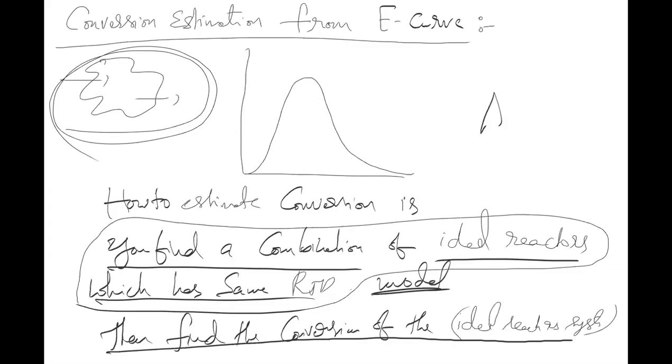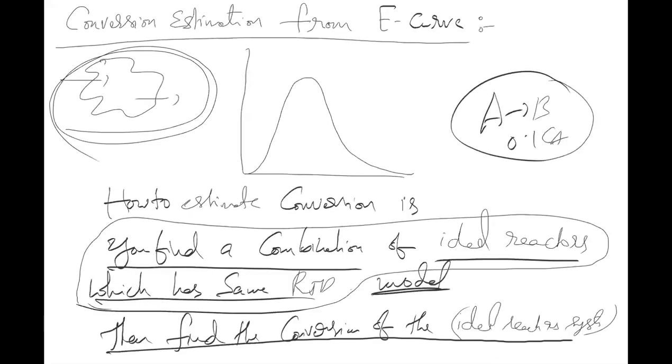Suppose I do a first order reaction, A gives B, rate 0.1 Ca. Then I'm interested to know, let's say, what is the conversion. Then this entire story should happen. That means you have to find a combination of ideal reactors which has the same RTD. Then you have to find the conversion of that ideal reactor system. So maybe right up to this point, I'll explain next.